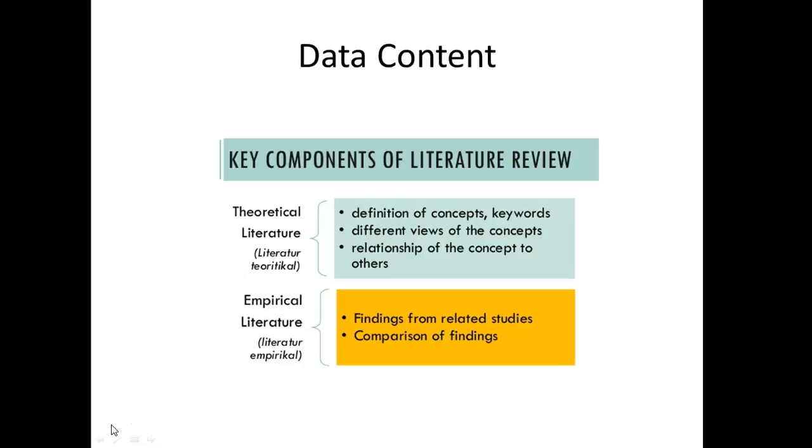Now, data content come from two basic types of sources or components. Theoretical literature, which is things like concepts, models, theories, and then empirical literature, which is basically knowledge, studies. So it's things that compare the findings of other research. When you're doing a literature review, most of the time you're going to be looking at empirical literature. So you're going to be looking at what other studies were out there, looking at the types of things that you're going to be studying.